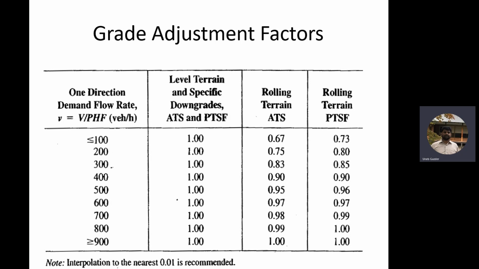Now, either you are calculating average travel speed, or you are calculating percentage time spent following. Okay, if you have class 1, you have to calculate both. If you have class 2, you only calculate percentage time spent following, PTSF. If you have class 3, then I'm using this factor, PFFS, percentage free flow speed. Then what do I need? ATS again. So in all 3 classes, you have to calculate ATS or PTSF, or in class 1 case you have to calculate both.